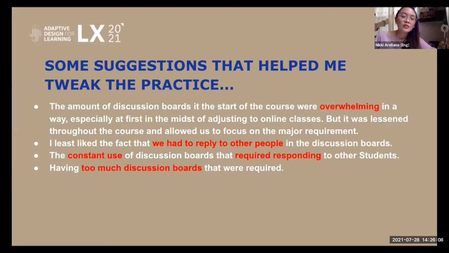I have 1 minute left. These were the suggestions that helped me tweak the practice. When I received my evaluations, there was some feedback that helped me refine this, such as these 4 points. There were students who said that the discussion boards were too many, so that's why I decided to cut that into just one per module. And they really didn't like the fact that they had to reply to other people as a requirement. It felt very forced. So these were some of the suggestions that helped me tweak the practice.